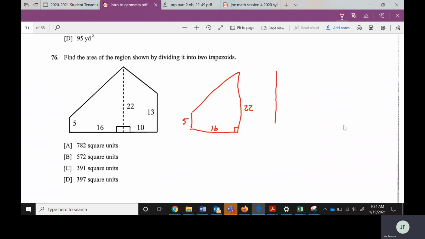Then we have the other side. Again, this is at a right angle. This is 22 because it's shared with here. This was 13. And again, the height between them, here's 10. So what we're going to do, we're just going to do this twice, but we're using this formula.